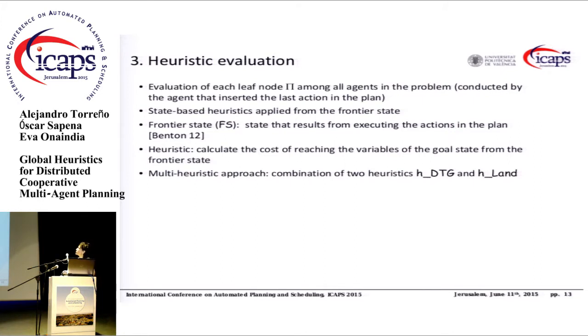So in the heuristic evaluation, we evaluate each partial plan of the tree, but we use state-based heuristics applied on the frontier state of the plan. The frontier state is the state that results from executing the actions in the plan. Note that we are working with flaw-free partial plans, so these are consistent states. So the heuristic is basically calculating the cost of reaching the variables in the goal state from the frontier state, and we use two different heuristics, one based on DTGs, domain transition graphs, and the other one based on a landmark-based heuristic.